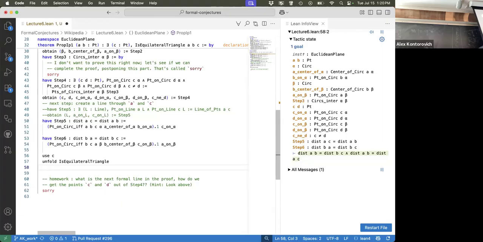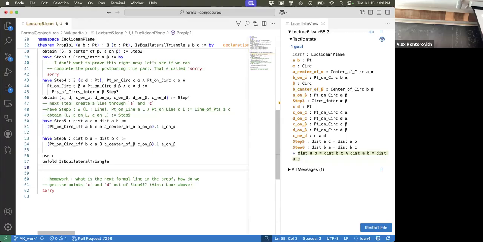Okay, it used to say that we have to prove is equilateral triangle ABC. I don't remember what that means. I don't know how to make progress on that. And now I do. So we need to know that the distance from A to B is equal to the distance from B to C. And the distance from A to B is equal to the distance from A to C. So can you just use step 5 and step 6? Is that how that works? Kind of.